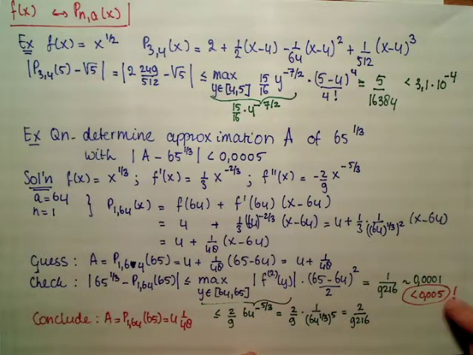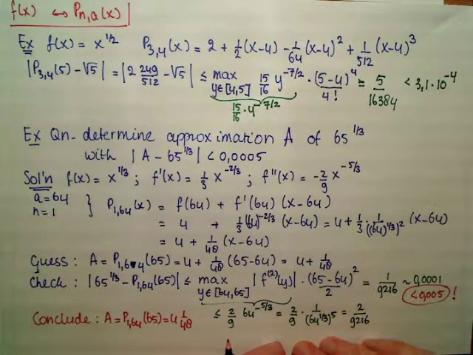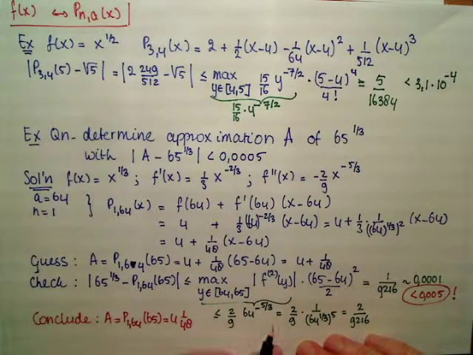If this bound would have been too large, then we would have to compute the second order polynomial, and check whether the difference between the value obtained and the desired value is small enough. If yes, we are ready. If not, we have to increase the order of the polynomial, and so on.